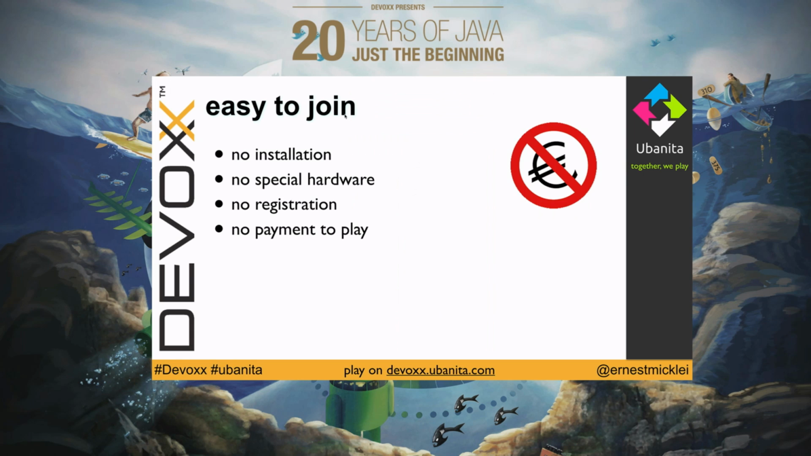So, like I said earlier, it should be easy to join. So, no installation, right? No special hardware other than a smartphone, which is capable of just sending the interactions you do with the phone. No registration for this game, because that's really preventing people from joining an existing game. And of course, no payment. Who pays for games, right?